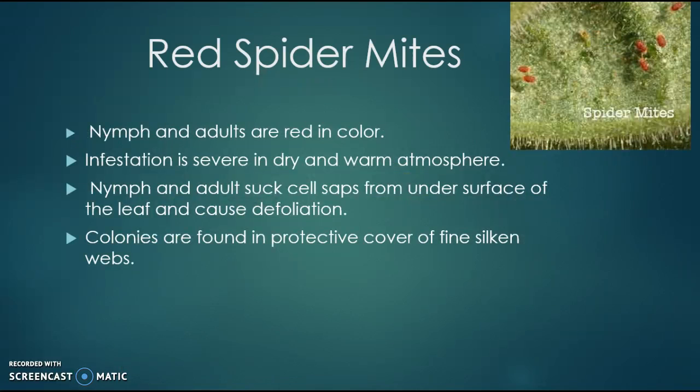Red spider mites. Nymphs and adults are red in color. Infestation is severe in dry and warm atmospheres. Nymphs and adults suck cell sap from the under surface of the leaf and cause defoliation. Colonies are found in protective cover of fine silken webs.